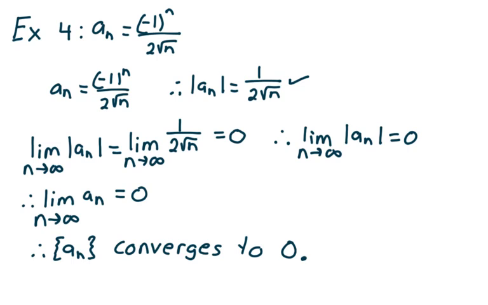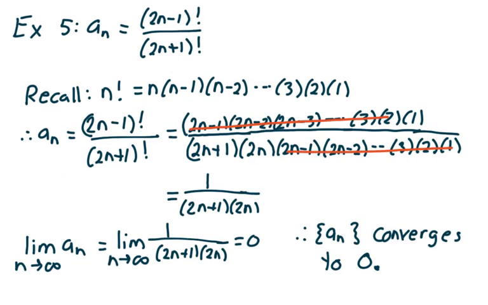And that's example 4. So let's take a look at example 5. Suppose we have a sub n is (2n minus 1) factorial divided by (2n plus 1) factorial.